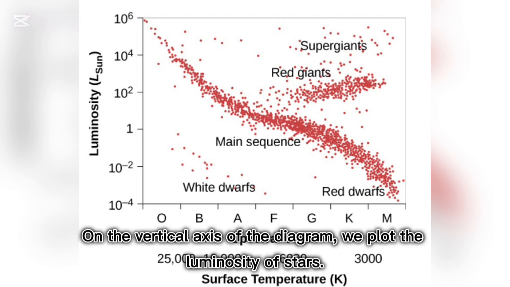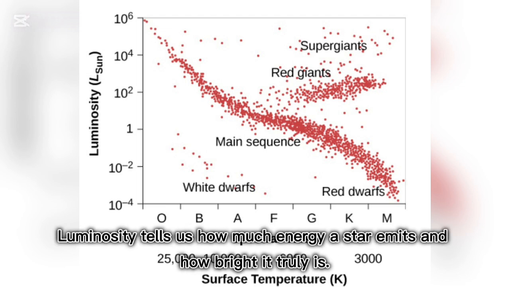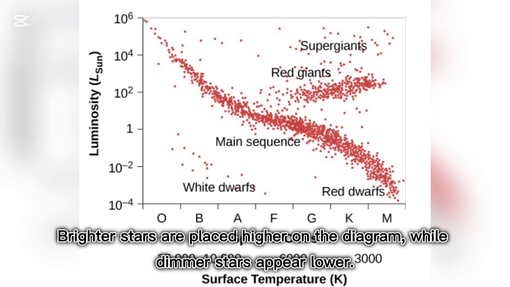On the vertical axis of the diagram, we plot the luminosity of stars. Luminosity tells us how much energy a star emits and how bright it truly is. Brighter stars are placed higher on the diagram, while dimmer stars appear lower.